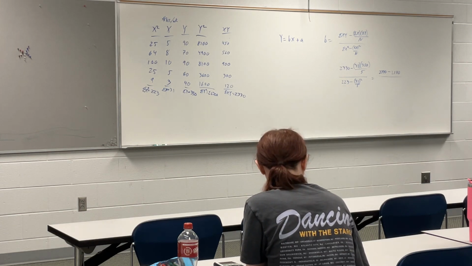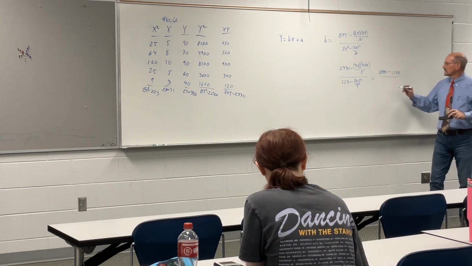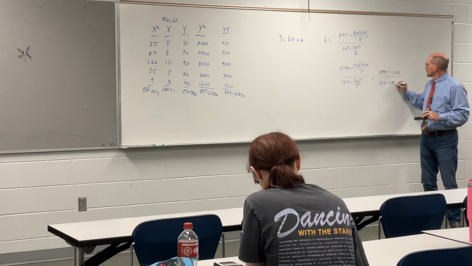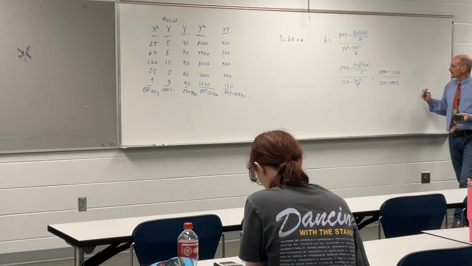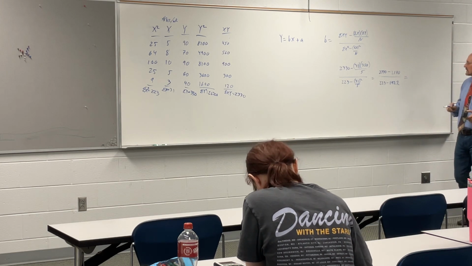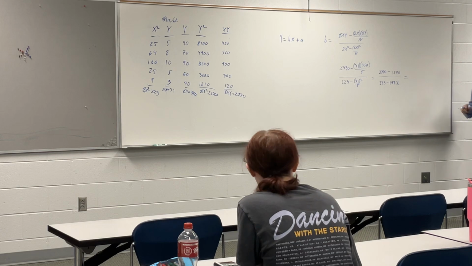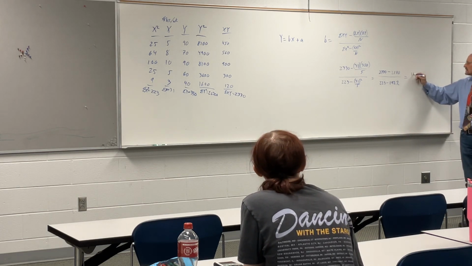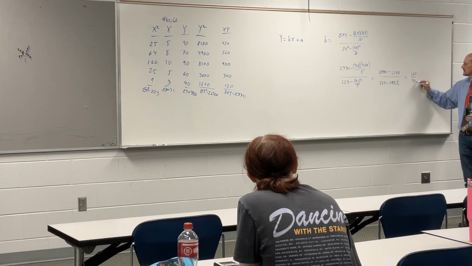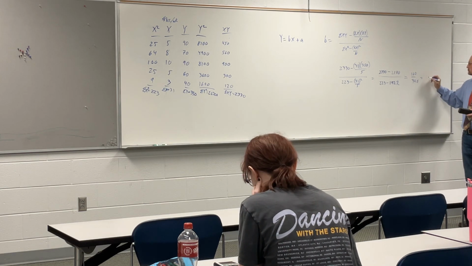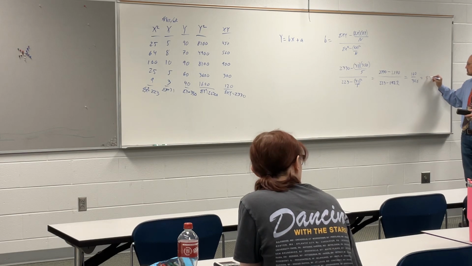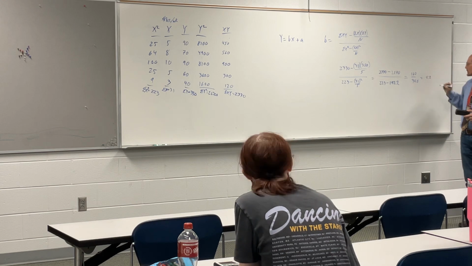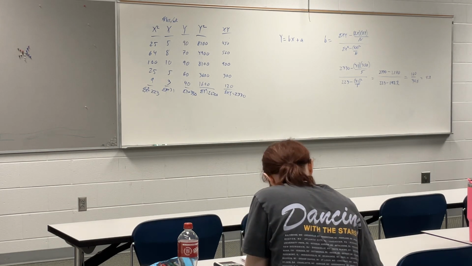$961 divided by 5. 192.2. 192.2. I'll say 5.2. Let's just round it off. That's my slope.